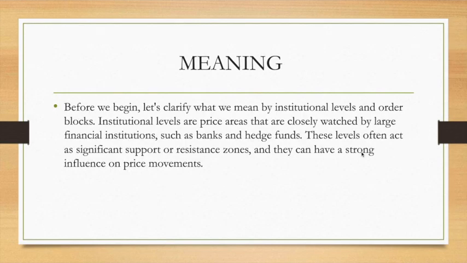Okay, so before we proceed, let's clarify what we mean by institutional levels and order blocks. Institutional levels are price areas that are closely watched by large financial institutions like banks and hedge funds, and the people we call market makers. Those levels often act as significant support or resistance zones, and they can have a strong influence on price movement. As you all know, price reacts to some levels, and it tends to be a reversal or a continuation of the normal trend.